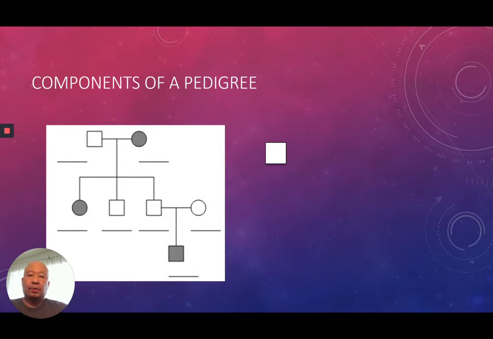Okay. So to start, a square basically represents a male. So every square that you see is a male individual. So that means the circles must be females. Now, right now it doesn't matter if the shape is filled in or not. As long as it's a square, it's a male. As long as it's a circle, it's a female.